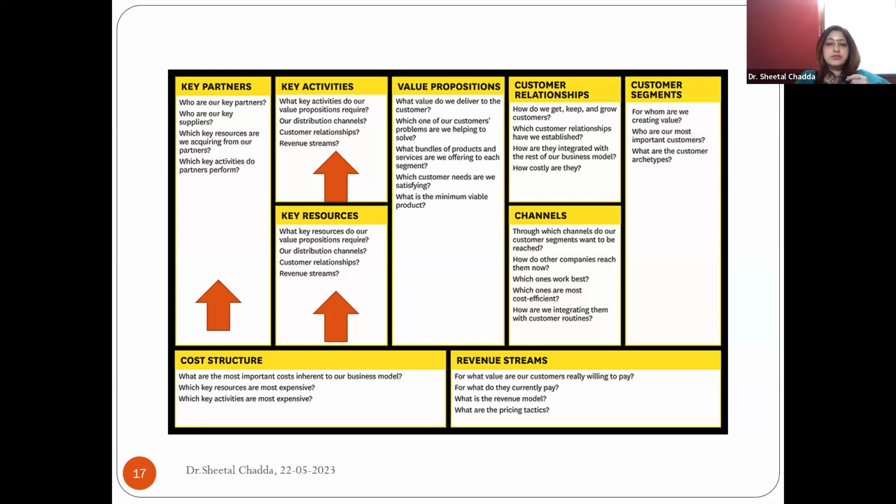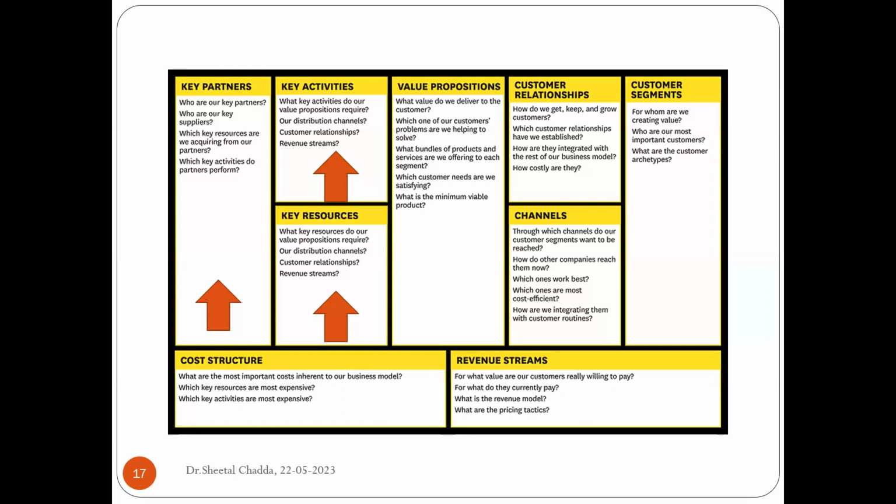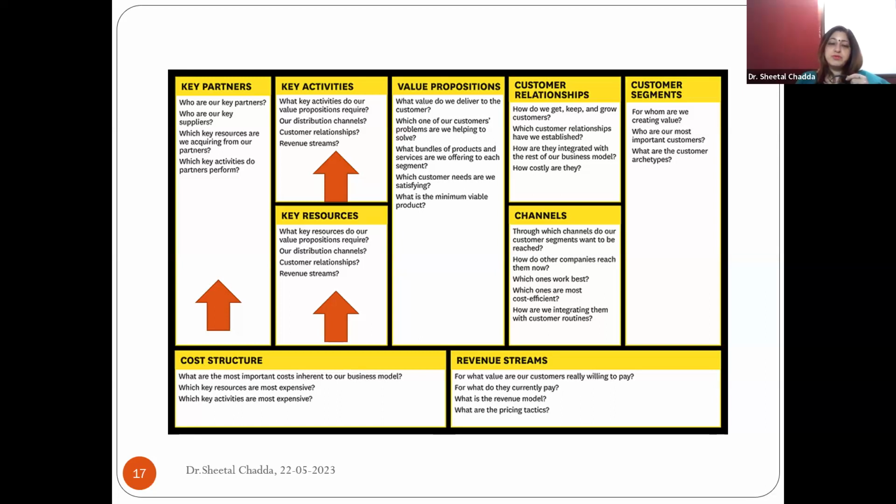So if I am developing my platform, I have to be very careful about what key resources I am using, and if I'm using those resources, how to maintain all of them so that things work in an uninterrupted manner. So these are the things we have so far answered: the key partners, key activities, key resources, value propositions, customer relationships, channels, and customer segments.